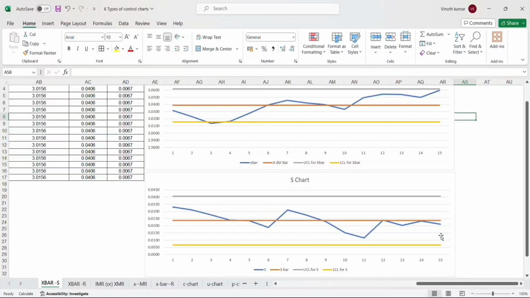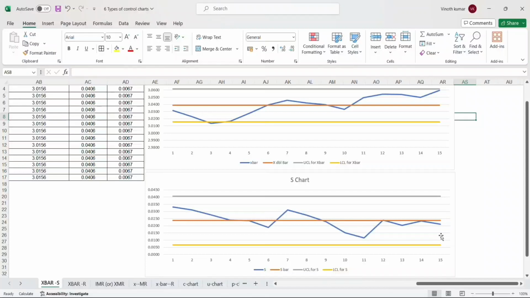So the average of the subgroup deviating from its center line tells you a story. At the same time, the standard deviation of the subgroup, whether it is closer to the center line or very low or very high, tells a completely different story about that particular data point. That is the very important interpretation that we need to make when we draw an X bar S chart. The same is applicable for the X bar R chart also.